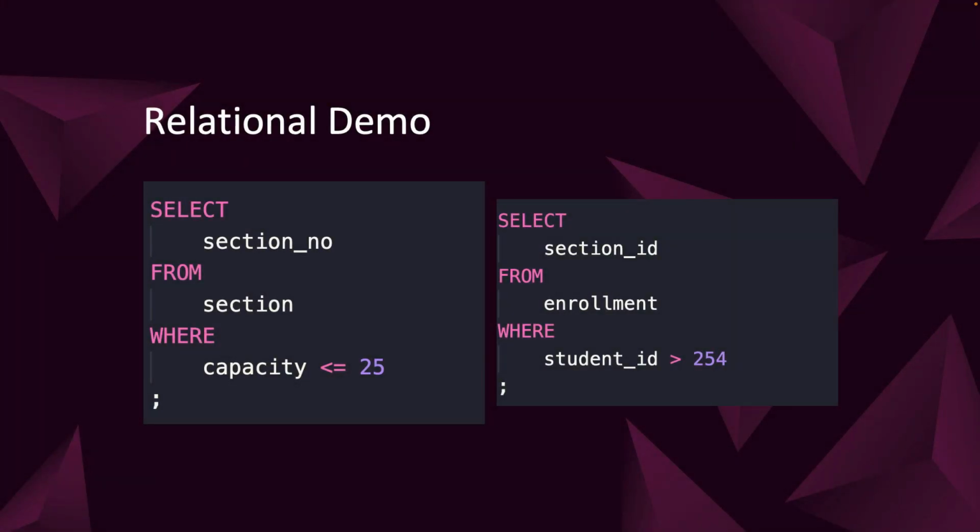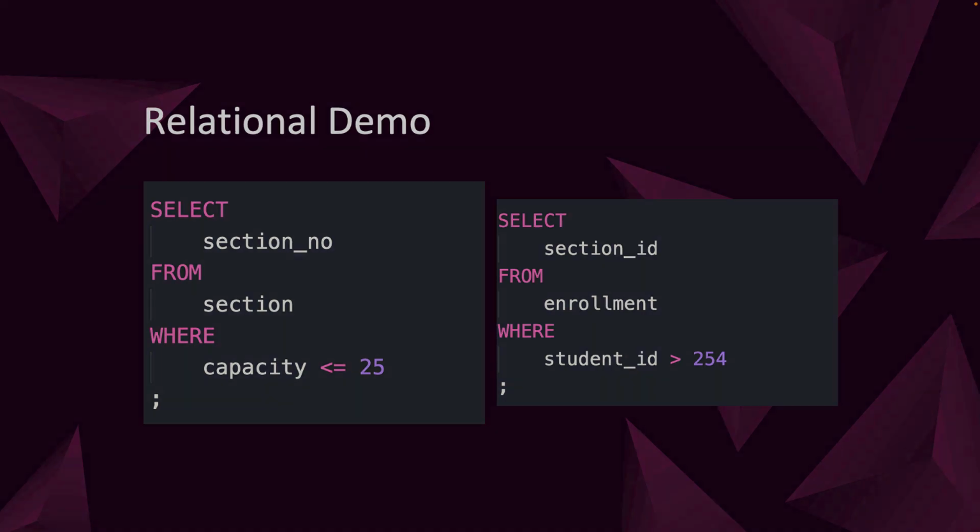So using a date comparison, we have a couple demos right here. We have select section number from section where capacity is less than or equal to 25. So only small classrooms, or small sections, will work for this. We have select section ID from enrollment, where student ID is greater than 254. So I'm only going to get the sections who have student IDs with numbers greater than 254 inside that. Okay, so I'm going to get sections with students who are added later.